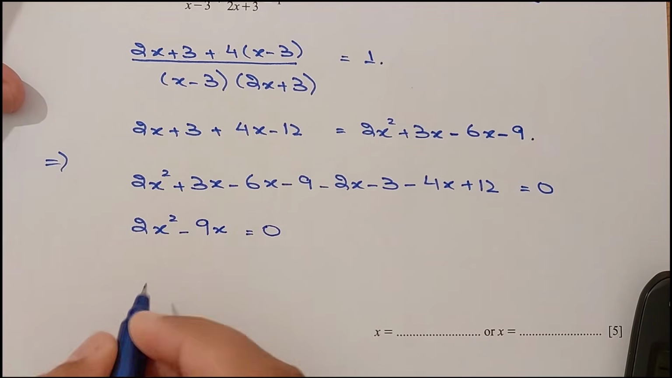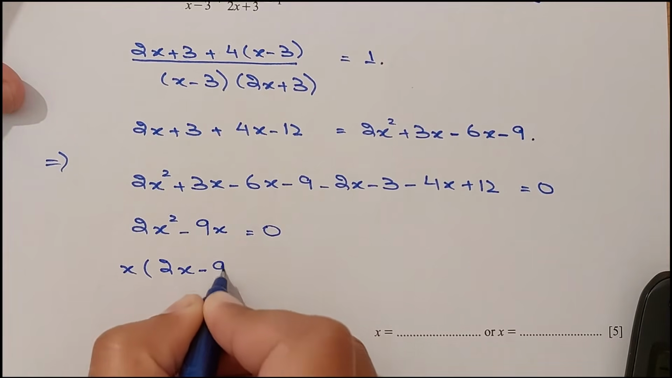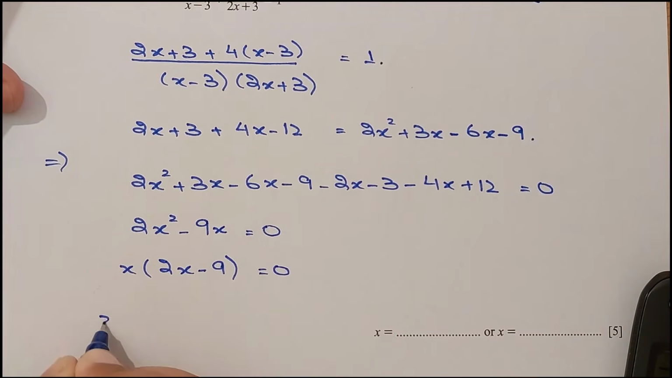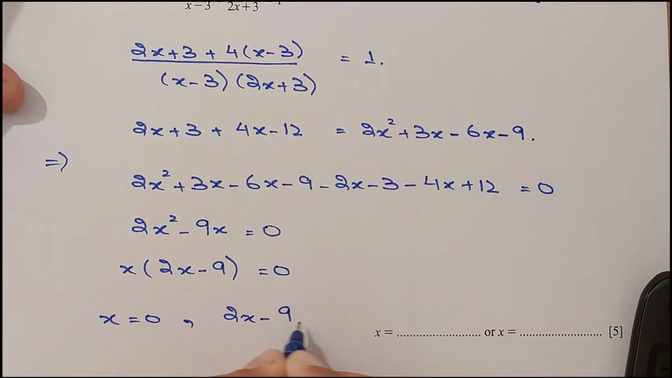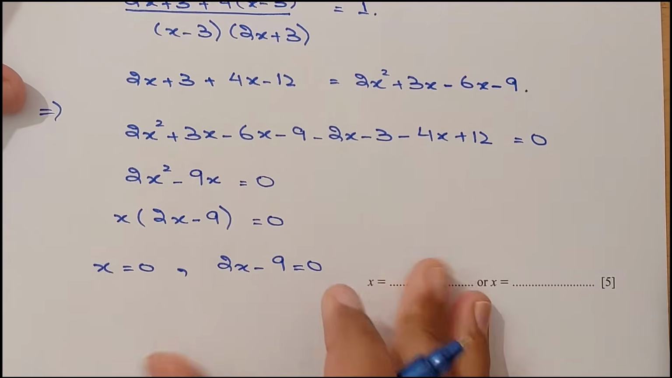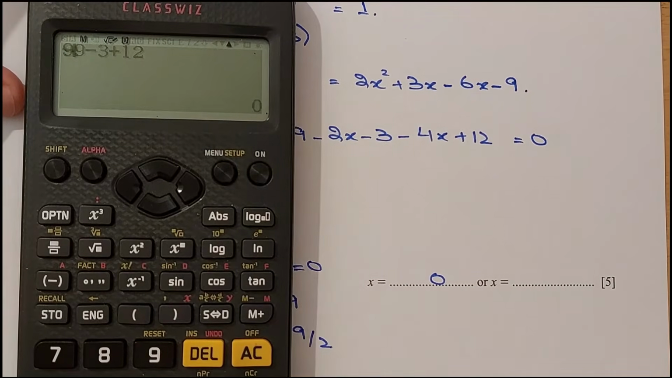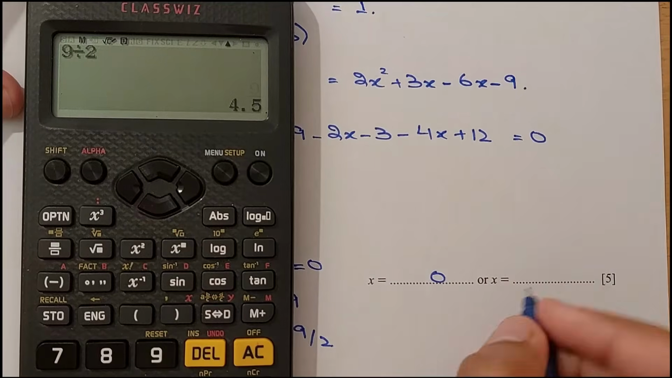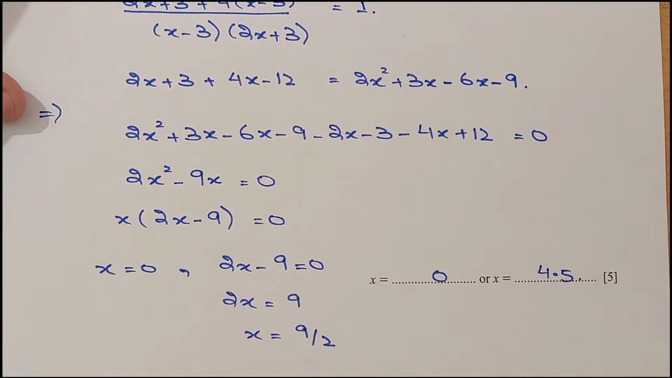Okay, so now let me take x common. We have x times 2x minus 9 equals 0. So from here x is equal to 0 and 2x minus 9 equals 0. So x equals 0 is the first value, and from here 2x equals 9 and x is equal to 9 by 2. What is 9 by 2? 9 divided by 2 is 4.5. So these are the two values for x.